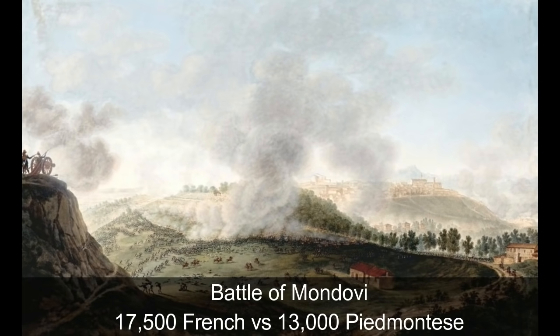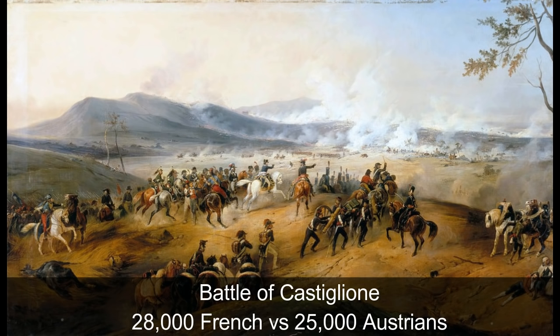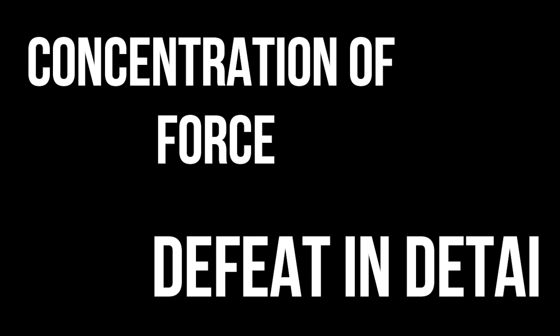For example, at the Battle of Mondovi, he outnumbered the Piedmontese. And at the Battle of Castiglione, he also had more men on the field than the Austrians. How was he able to pull this off? I thought he was the one outnumbered. And that's when I was introduced to the military principle of concentration of force and defeat in detail.